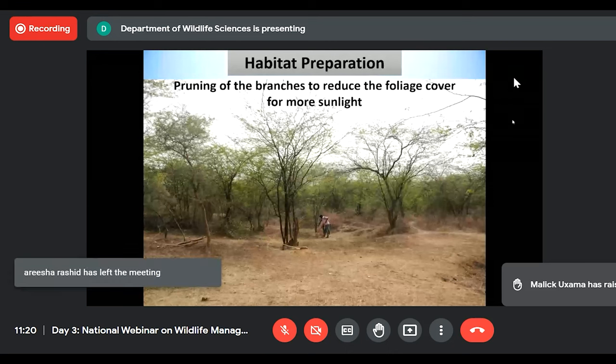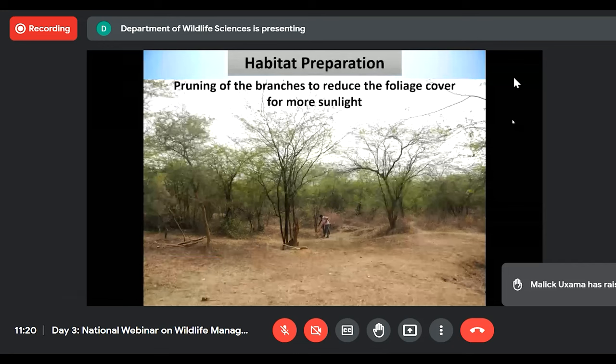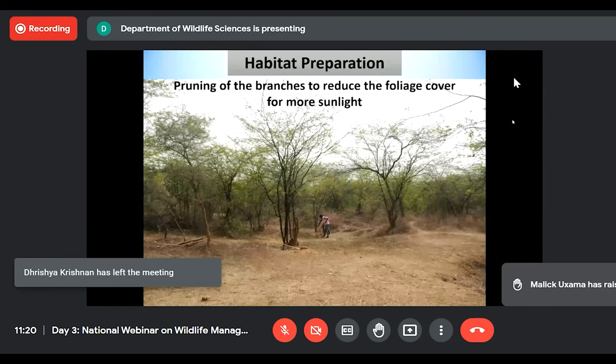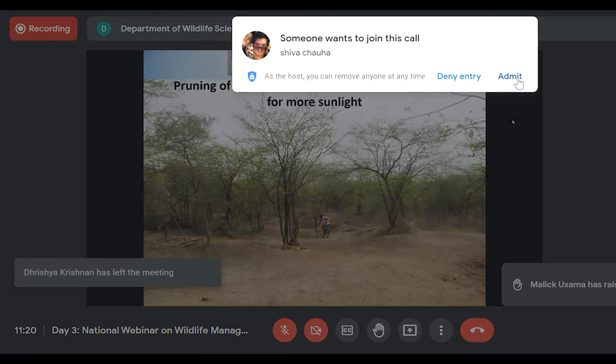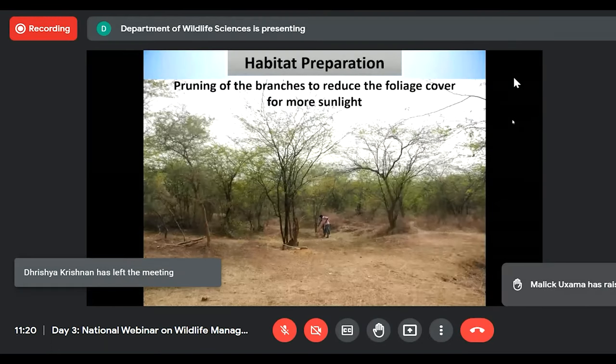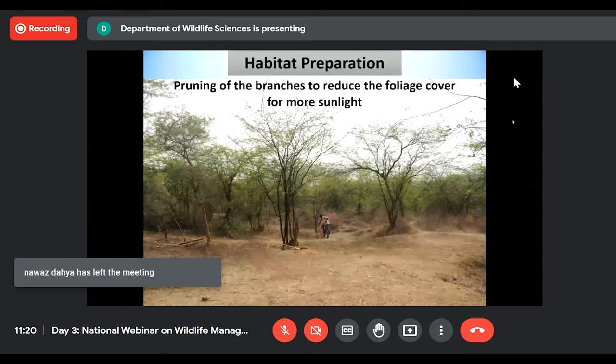To go about it, you assess the area, then go for habitat preparation, pruning the branches and reducing the foliage cover for more sunlight if you want forest cover at the base level. That's how they started the work. We have taken the area. You can see underneath there is nothing, and Prosopis is ruthless in nature. They do not allow anything to come out. It has an allelopathy effect, and it finishes everything.